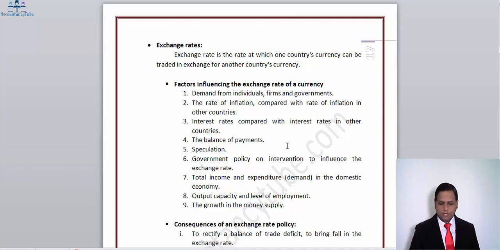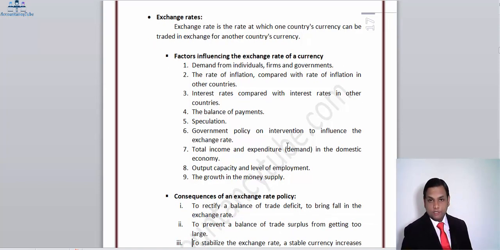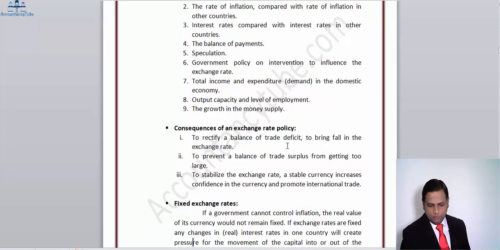Then we have output capacity and level of employment. The more people are rich at the middle class level, the more value the currency has, because money is distributed among society and not held in the hands of a few. Then we have the growth in the money supply, which we discussed in the monetary segment.